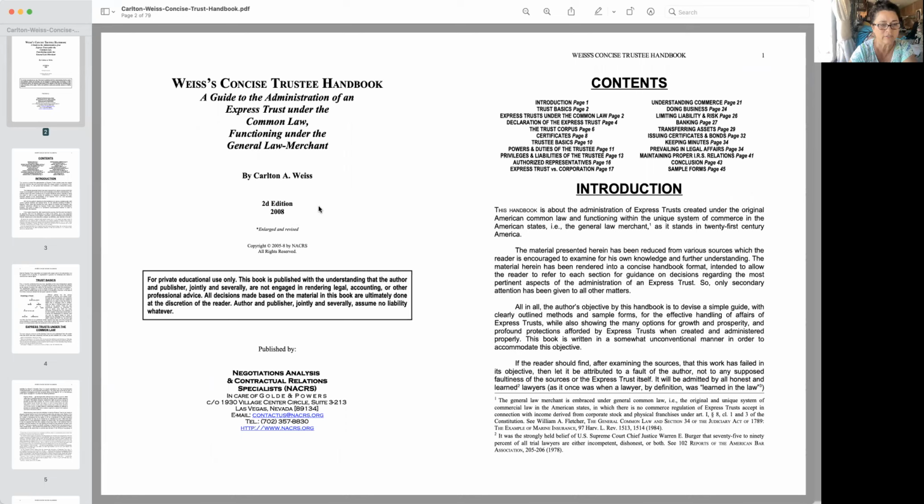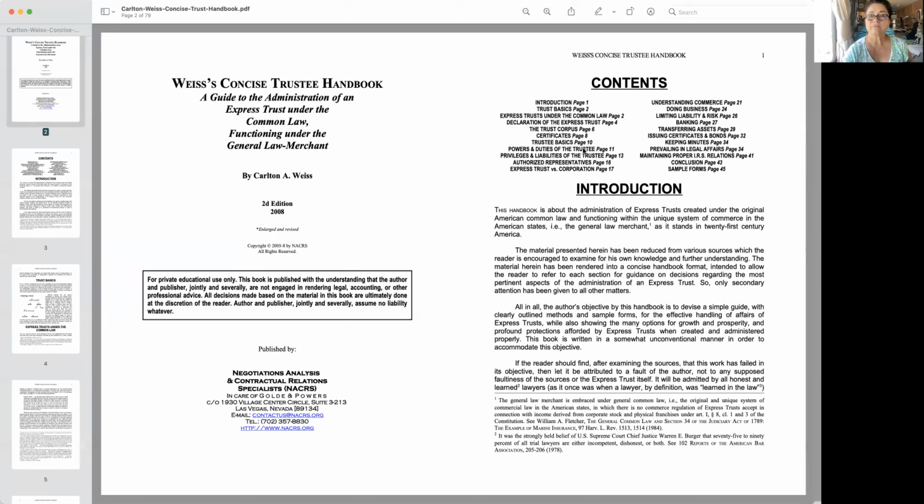Weiss. Second edition, 2008. For private educational use only, this book is published with the understanding that the author and publisher jointly, severally, are not engaged in rendering legal, accounting, or other professional advice. All decisions made based on the material in this book are ultimately done at the discretion of the reader. Author and publisher jointly and severally assume no liability whatever. Published by Negotiations, Analysis, and Contractual Relations Specialists, NACRS, in care of Golden Powers, Las Vegas, Nevada.